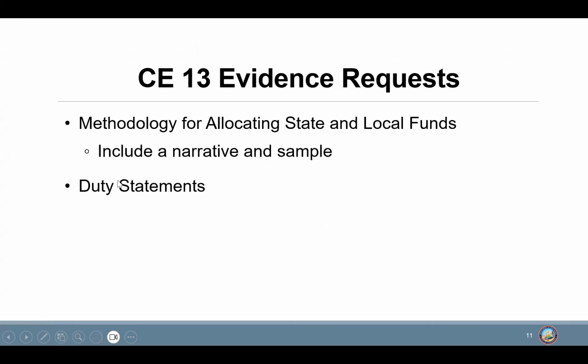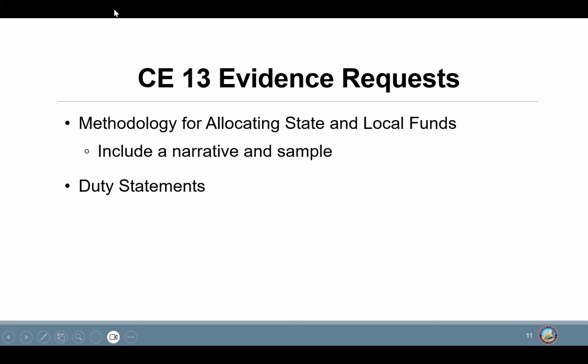In order to demonstrate compliance for CE 13, the LEA will need to provide the following evidence. Number one, a methodology document such as an Excel spreadsheet with formulas. Please also provide a brief narrative explaining the spreadsheet and any other documents provided. As a reminder, the methodology document only needs to include state and local funds.